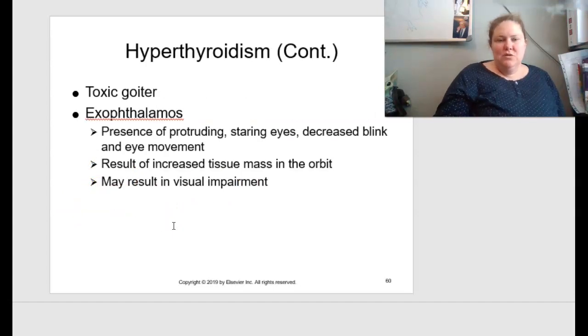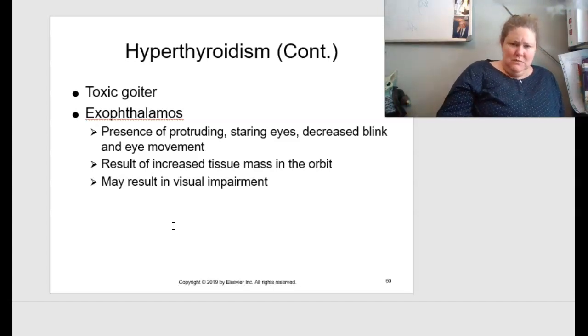You can have a toxic goiter, and this can also be exophthalmos. Okay, and this is where you have the protrusion of your eyes. They're staring eyes, with decreased blink reactions and eye movement. And so there's going to be a figure next with a picture on figure 16.15.